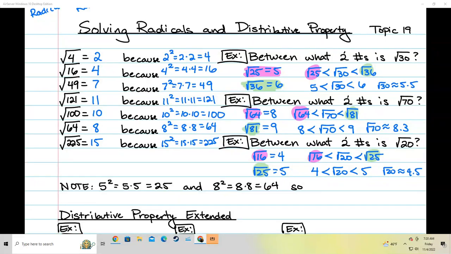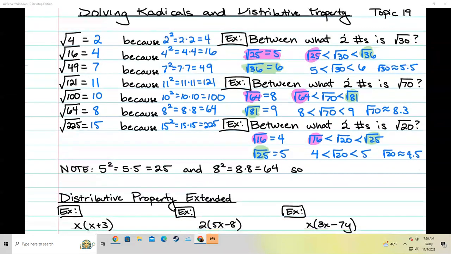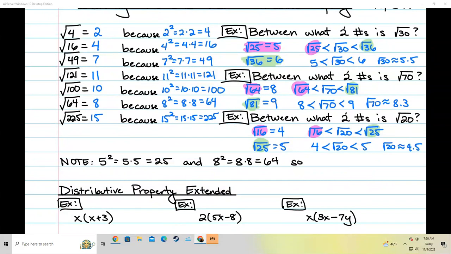On number one, what is a square root? It's basically the opposite operation of squaring something. And number two, how to sandwich those numbers so that you get a good approximation of how much that number is going to be. All right. It says notes: 5 squared equals 5 times 5, which is 25. And then 8 squared is 8 times 8, which is 64. We did this in class the other day, but I think it's super important that you see this again because we're going to be using this a lot.